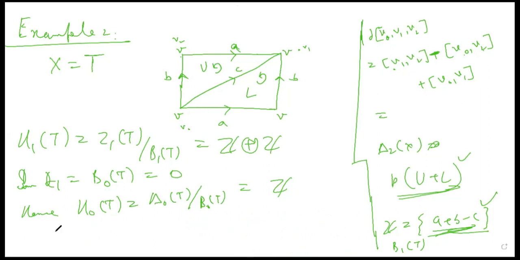And the nth homology group H_n T is equal to 0 if n is greater than or equal to 3.